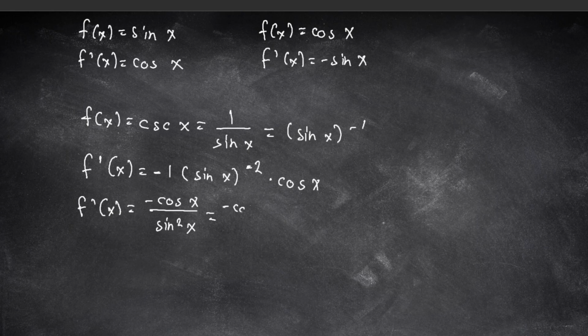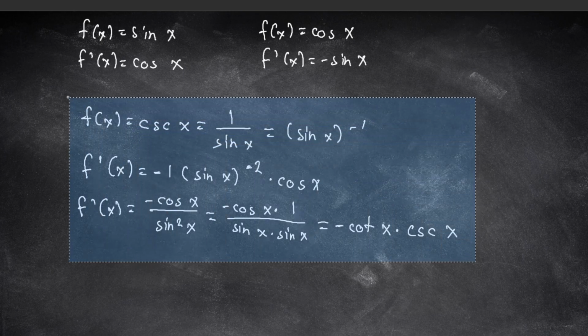We're going to rewrite this as negative cosine of x times 1, over sine of x times sine of x. So we split sine squared of x into just sines. Cosine of x divided by sine of x is cotangent of x, and we still have that negative. So negative cotangent of x multiplied by 1 over sine of x, which is cosecant of x. That means the derivative of cosecant of x is negative cotangent of x times cosecant of x. So that is the process for how you're going to be able to solve all of them. And we're just going to end this video with an example.